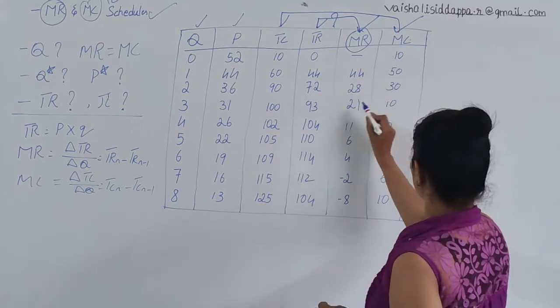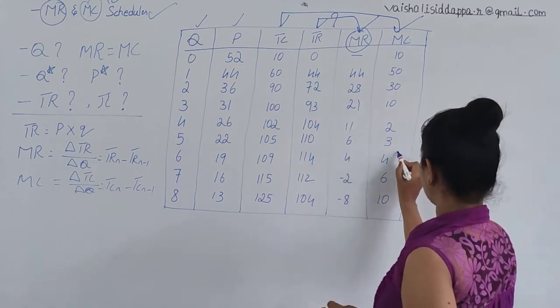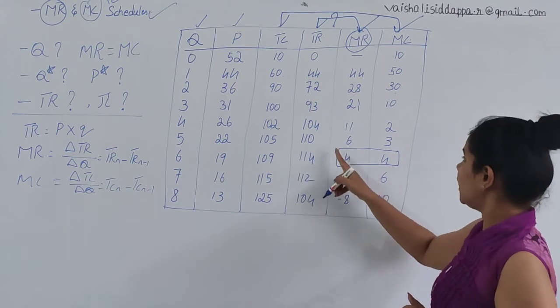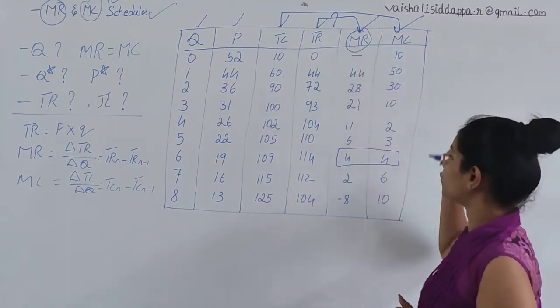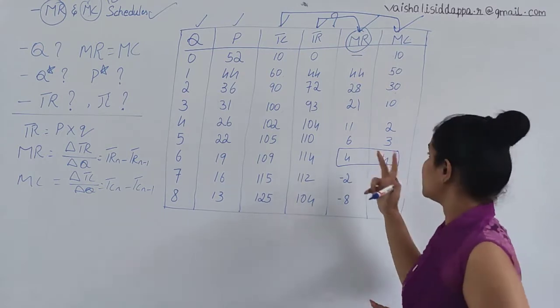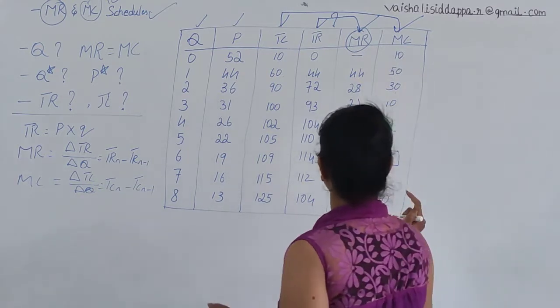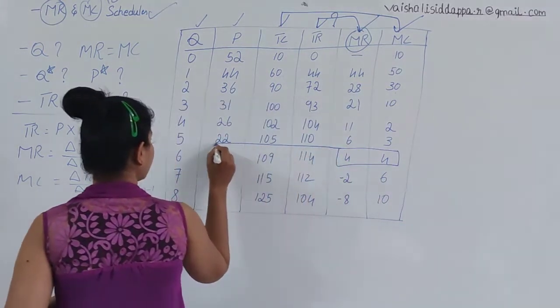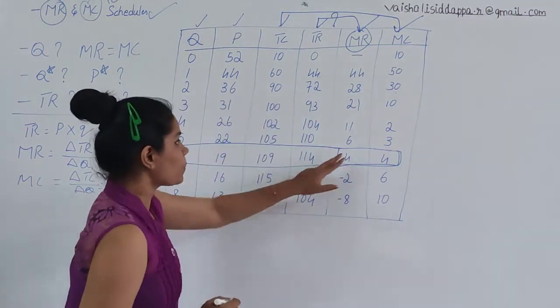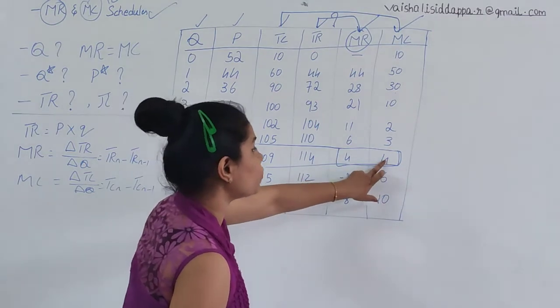See this. Only at this point you can see MR is equal to MC. MR is 4 here and MC is also 4. So that means at this point MR is equal to MC. Put it in a box so it's easy to analyze. So MR is equal to MC.